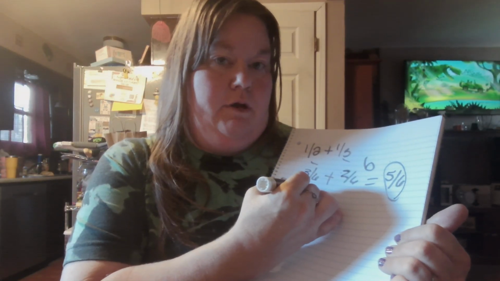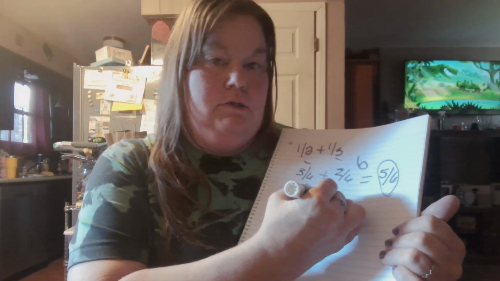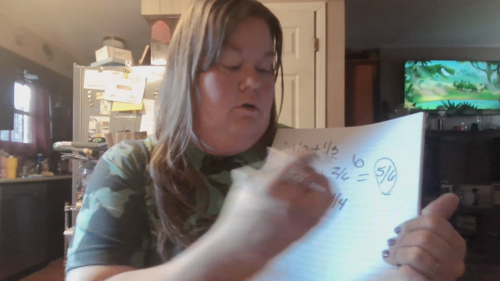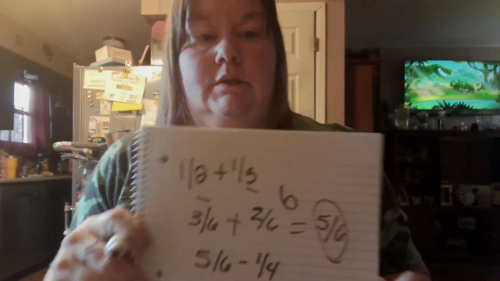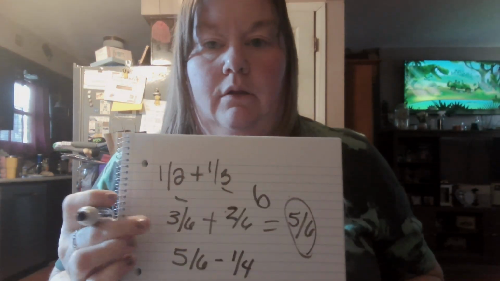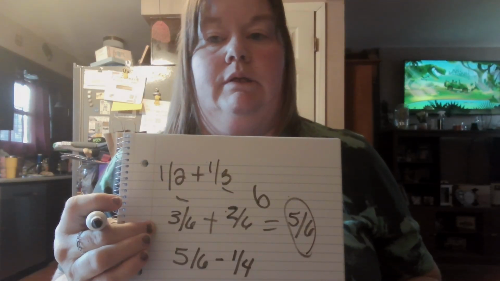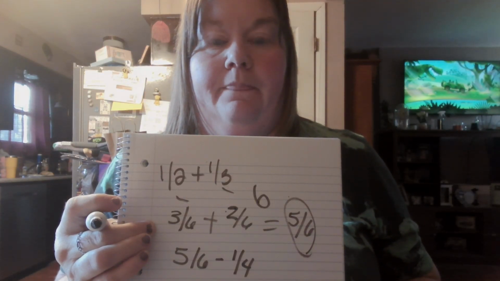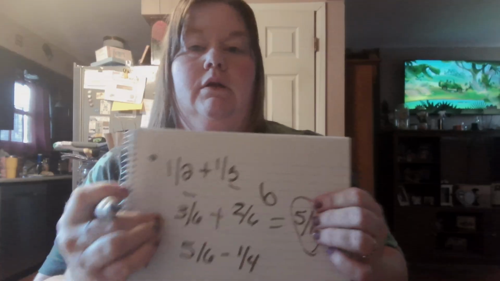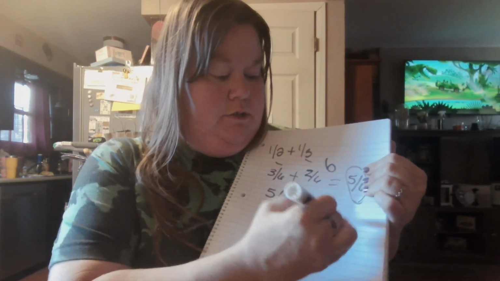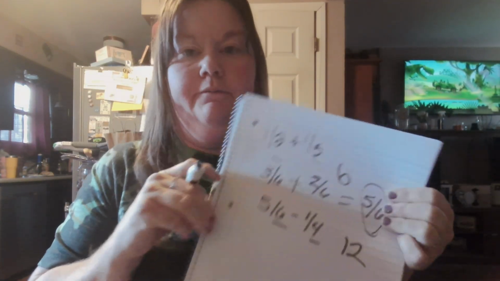Now if you subtract 1/4 from 5/6, let's see what we will get. The denominators here are 6 and 4, so we need a common denominator of 6 and 4, which would be 12.